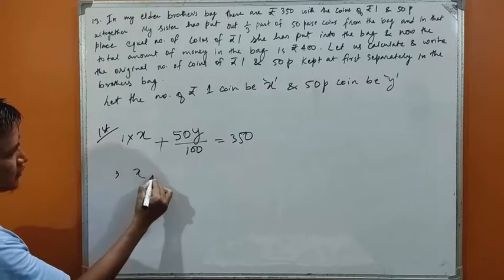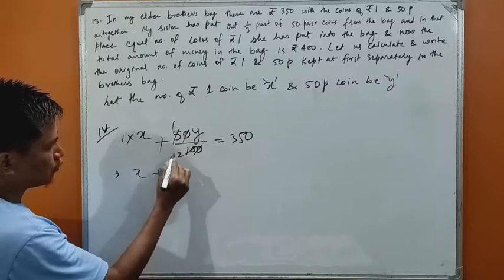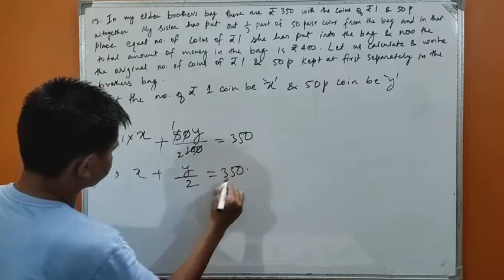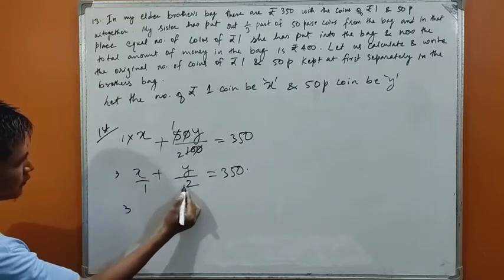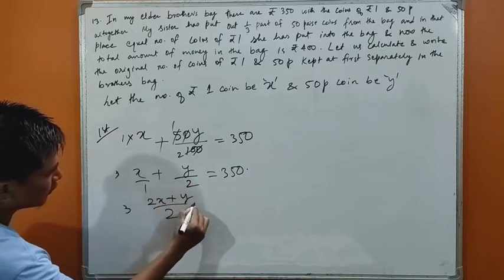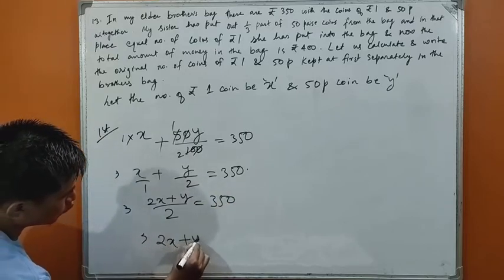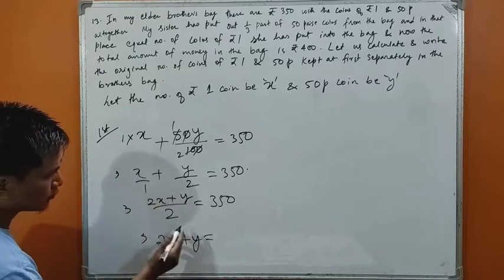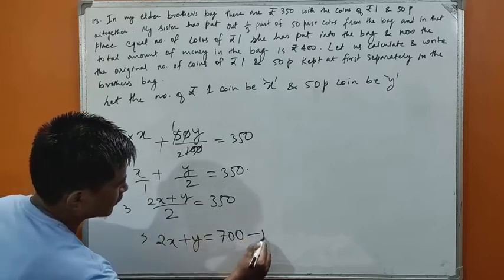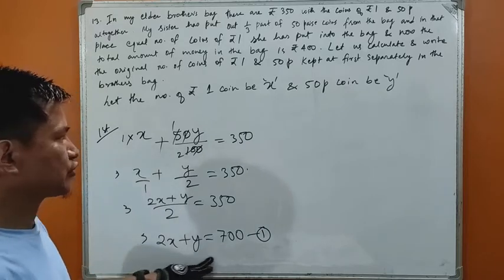1 into x is x plus this 0 and this 0 can be cancelled. 5 1s are 5, 5 2s are 10. So 1 into y is y upon we have 2 in the denominator equals to 350. This is 1. LCM of 1 and 2 is 2. 2 into x is 2x plus 1 into y is y equals to 350. Or 2x plus y equals to 2 into 350, 2 0s are 0, 2 5s are 10, 2 3s are 6 and 700. So 2x plus y equals to 700. Okay, this is equation 1.